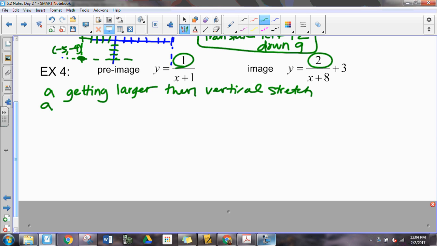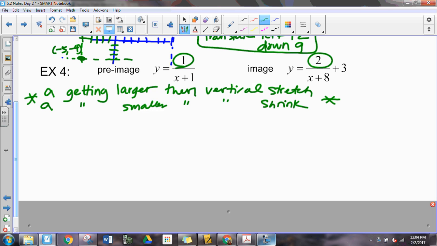If A is getting smaller, then it's a vertical shrink. So this is just some notes for you there. So that means, like, if I start with my pre-image and it's going from 1 to 2, that's a vertical stretch. If I start at the image and go to the pre-image, and then it would be going from 2 to 1, it would be a vertical shrink.